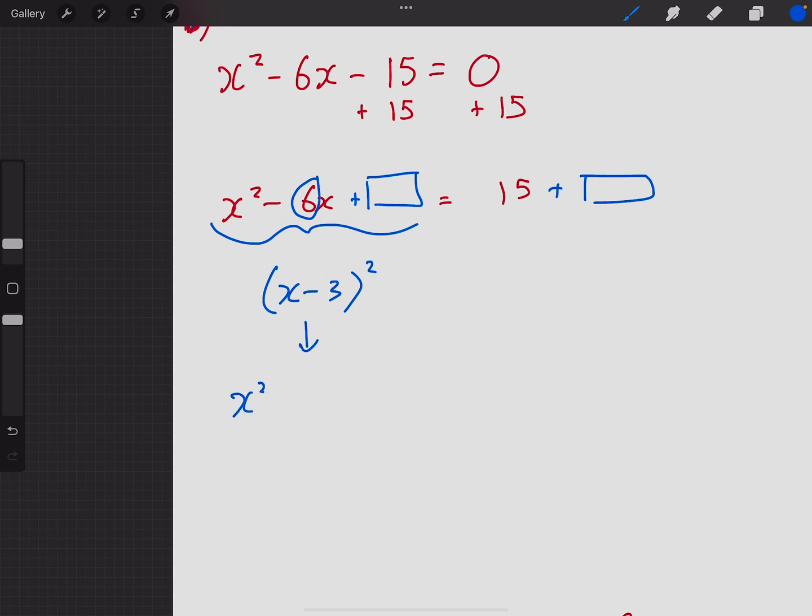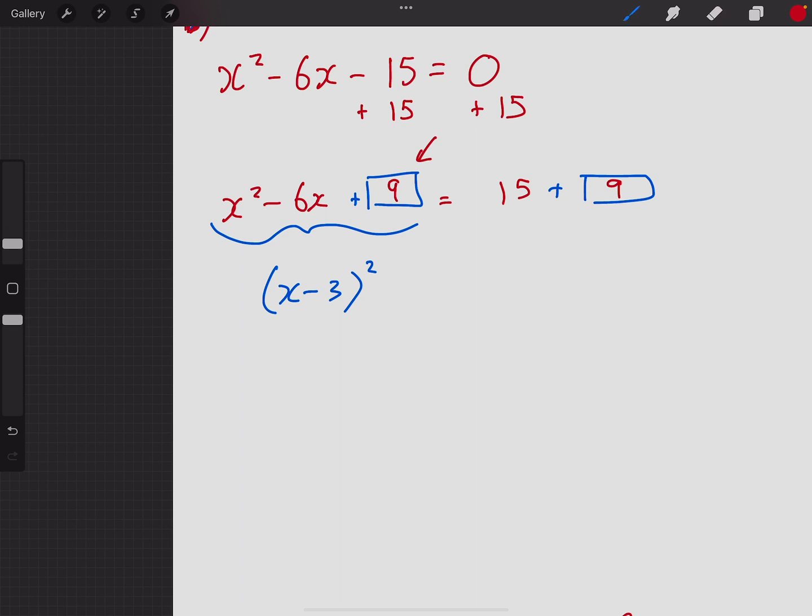I'm going to get x squared minus 6x and then plus 9. Okay, so as you can see here, the only thing that's missing is a 9. If I add a 9 here and 9 here, I can factorize this cleanly into x minus 3. That's what I'm trying to do.